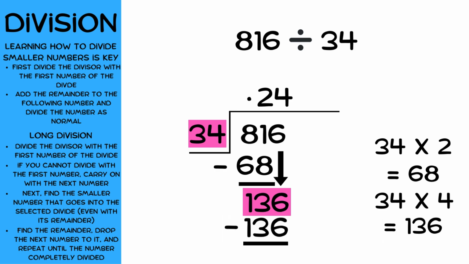Subtract the two values, and we get 0. This value at the end indicates the remainder of the two values being divided. Therefore, our final answer is 24 with no remainder.